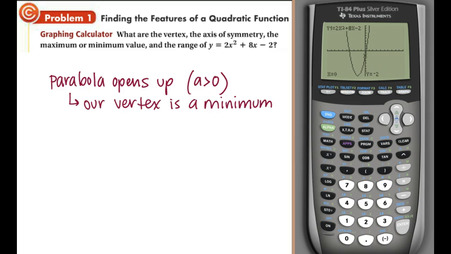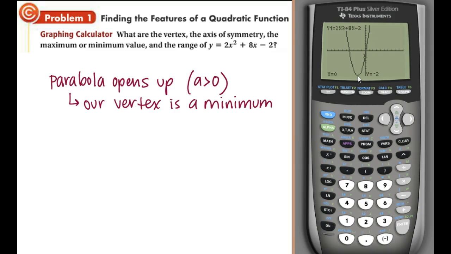So as you can see, the parabola is opening up, and that confirms what we talked about in the last video. When the a value is greater than 0, the parabola is opening up. And our vertex is a minimum because you can see right here that that's the lowest point. And remember, the vertex is where the parabola changes direction.